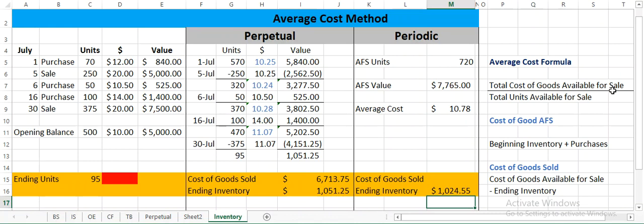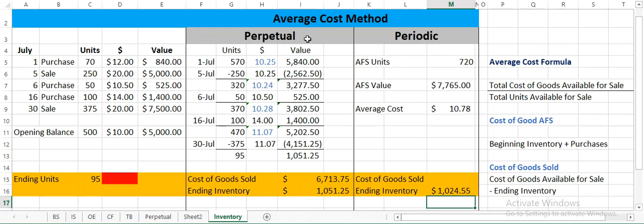When we multiply that out, we get that our ending inventory is $1,024.55. If you compare it to the perpetual, it's not far off. That's maybe $25 off. So that's not bad. There's always going to be a difference between the two methods because perpetual is always a bit more exact than periodic. But it all depends on what the company wants to do and how they decide to buy the inventory. It's small in comparison, and so that's normally not a big deal.